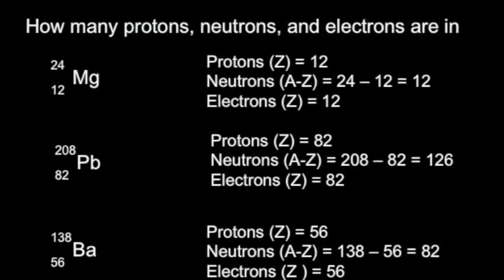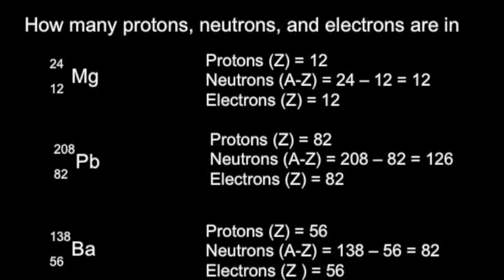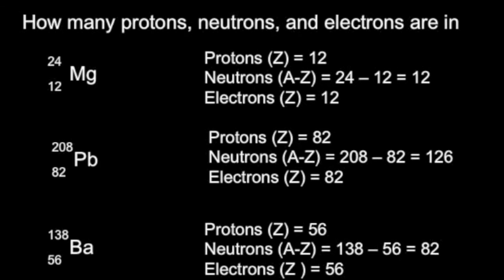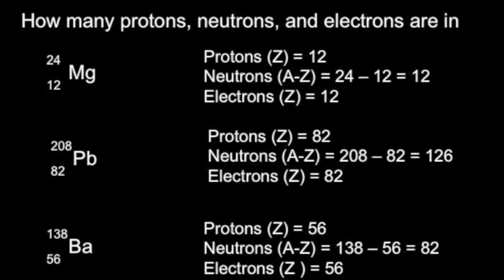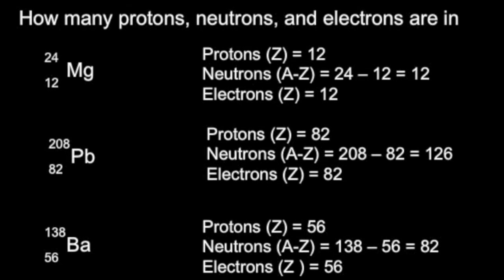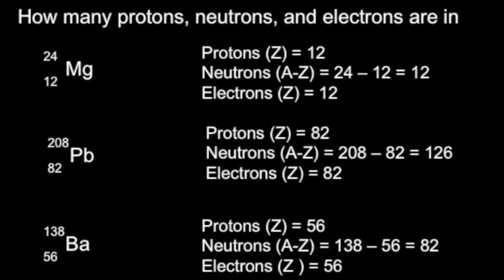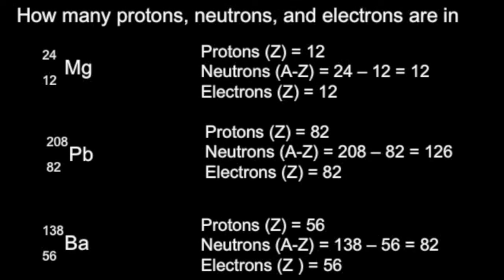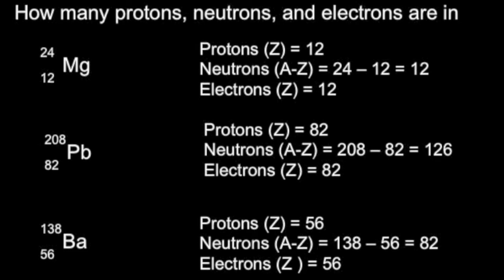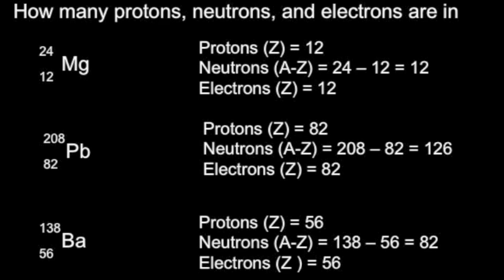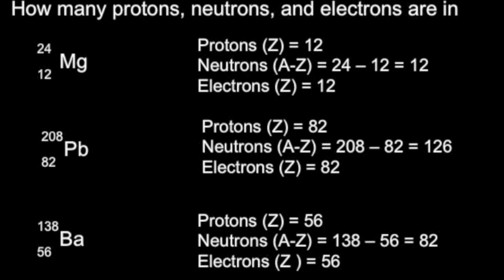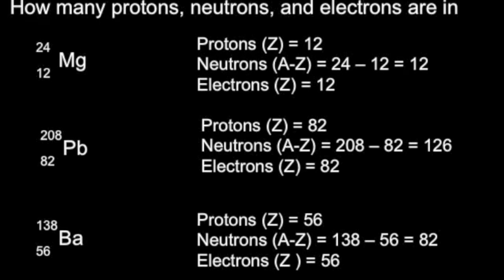So let's look at some examples and extract this kind of information. If we look at magnesium here, we see that it has a mass number of 24 and an atomic number of 12. So the number of protons is 12. The neutrons would be 24 minus 12, which is also 12. And then the number of electrons: if this is a neutral atom, which we see it is, then the number of protons has to equal the number of electrons, so we get that charge balance, a total charge of 0.